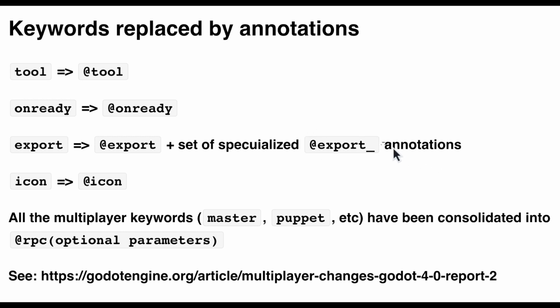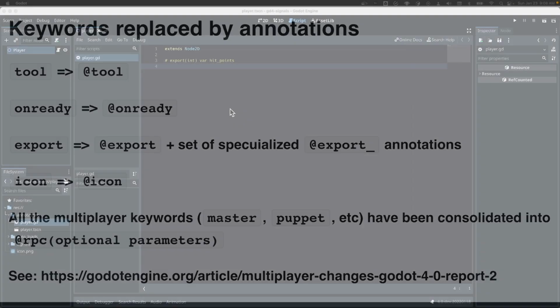In addition to having the export annotation, there is a set of specialized annotations. We'll discuss those shortly. In addition, the multiplayer keywords such as master and puppet have been consolidated down to the single RPC annotation with optional parameters. See the link listed here for discussion on that topic. That's all we'll cover for annotations as a topic on their own. Really, they're just keywords with a namespace of the @ symbol in front of them. Now let's dive into how this affects exports.